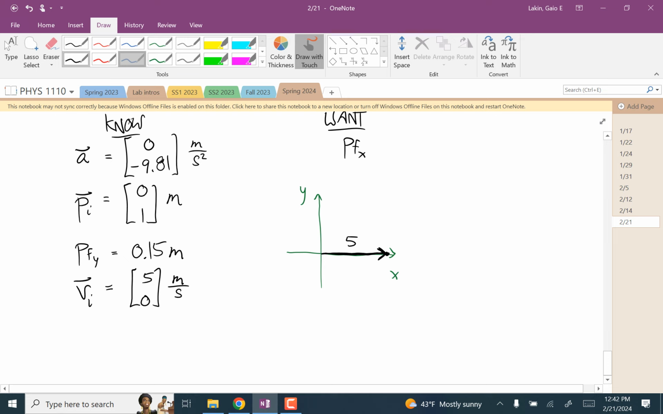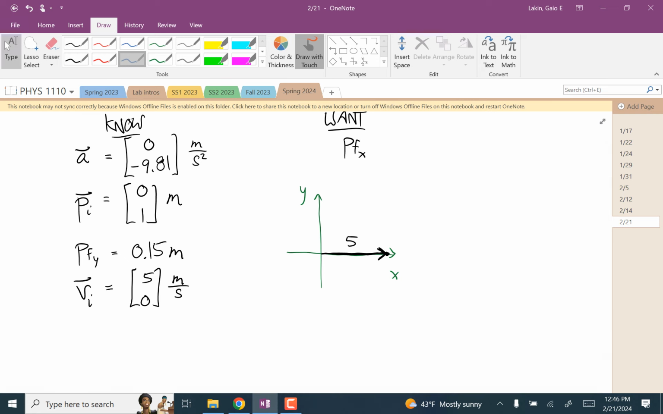And then v final. Do we know anything about v final? No. We're not going to write anything down. If you're at a cocktail party, you could tell them that v final x component is going to be 5, but we're not going to write it down. Okay. All right, so is there anything that we can use to find PFX? So take a couple of minutes now and see if you can solve for PFX. See if you can go through the thought process.